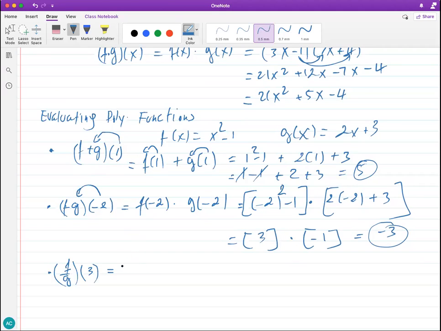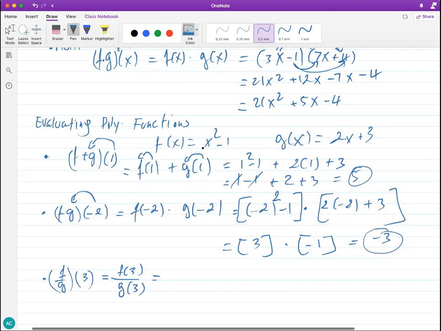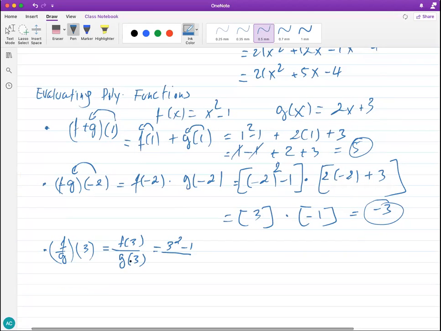f parentheses 3 over g parentheses 3. Yep, so basically just write whatever functions with the given operation. Division here, multiplication, addition. Of course, now evaluate. Plug 3 into f. What is f again? This is f, so we're going to plug 3 here. So 3 to the second minus 1 over g of 3.